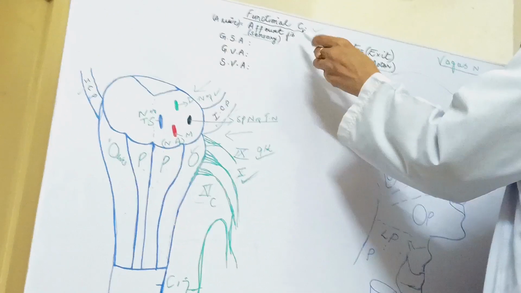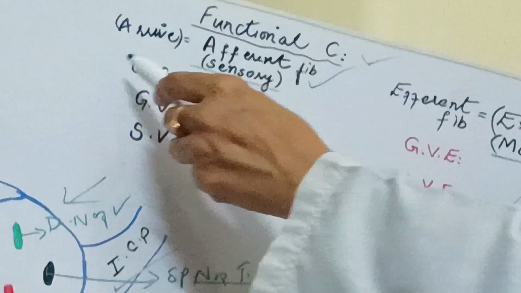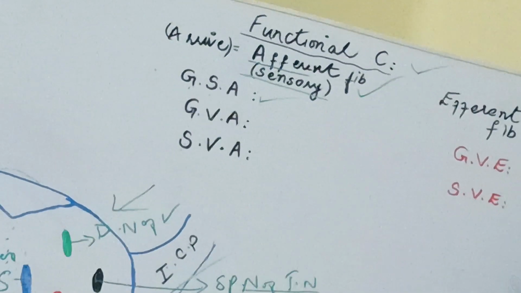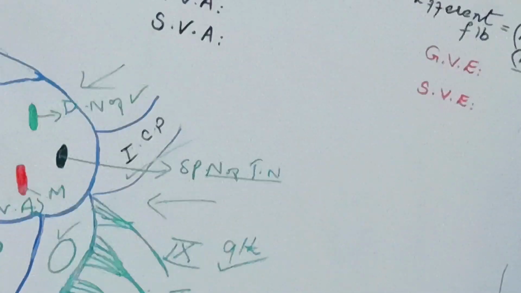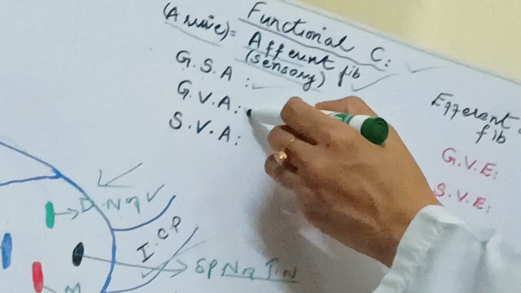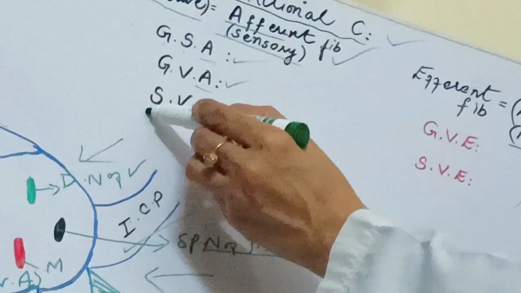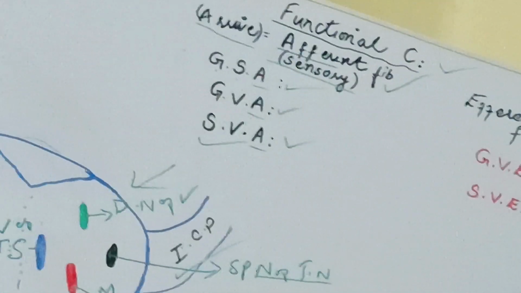Now see the afferent fiber functional components. Let us read. The first component is general somatic afferent. Afferent is considered as something that is arriving, so they are the incoming fibers. Okay. There is another functional component called general visceral afferent. Concentrate on the word A, that is showing the afferent fibers. Then there is the special visceral afferent. These are the three afferent fiber components.